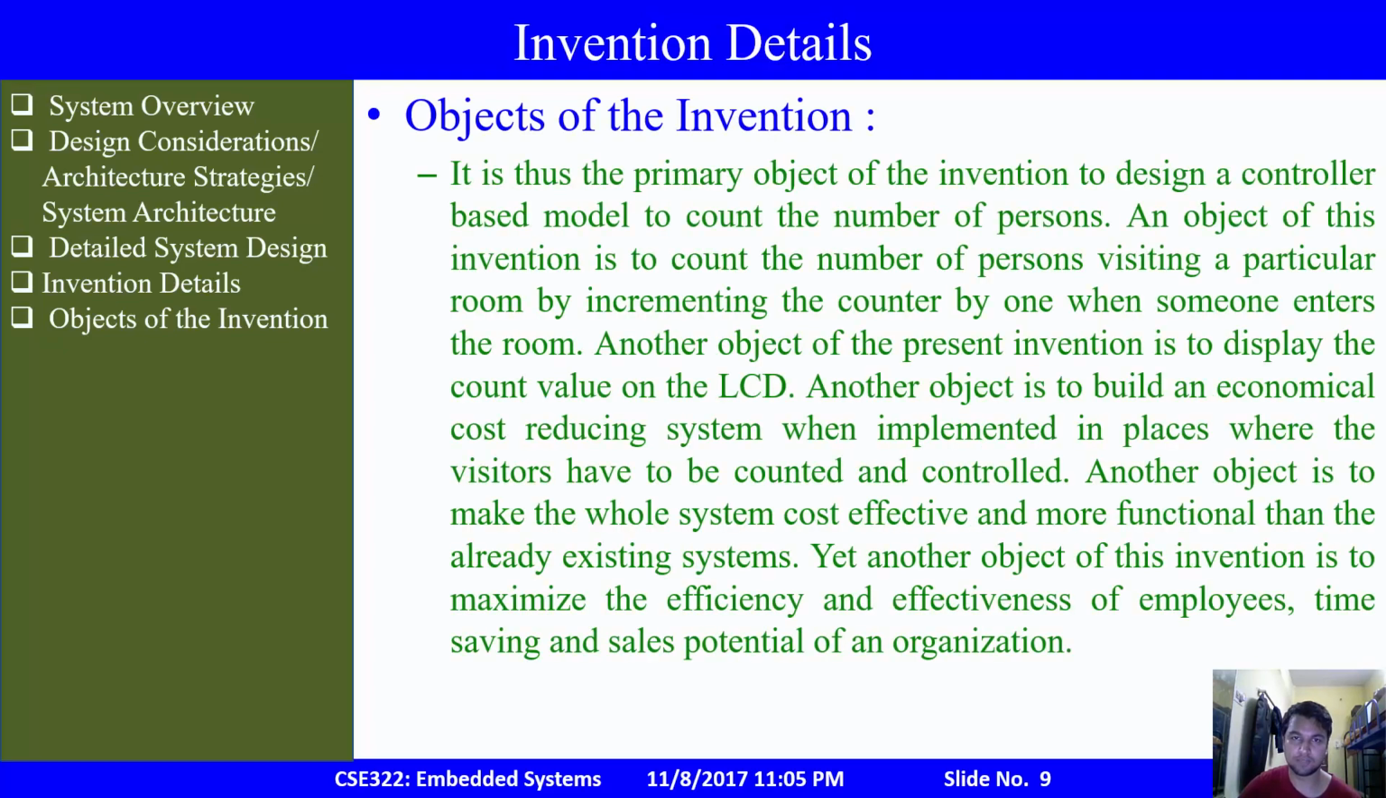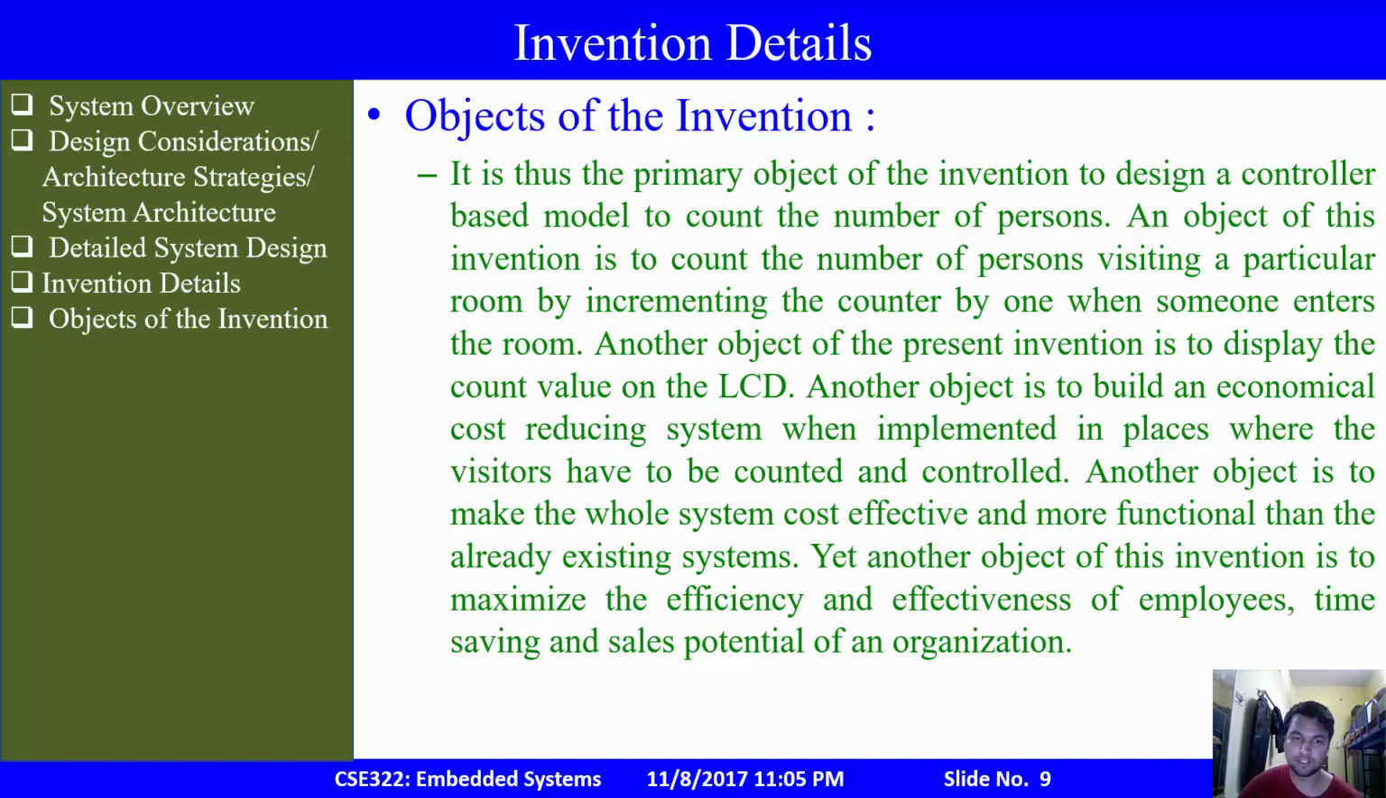Moving on to the invention details, starting with the objects of invention. The primary object of our invention is to design a controller-based model to count the number of persons in the area. An object of this invention is to count the number of persons visiting a particular room by incrementing the counter by 1 whenever someone enters the room. Another object of the present invention is to display the count on the LCD.